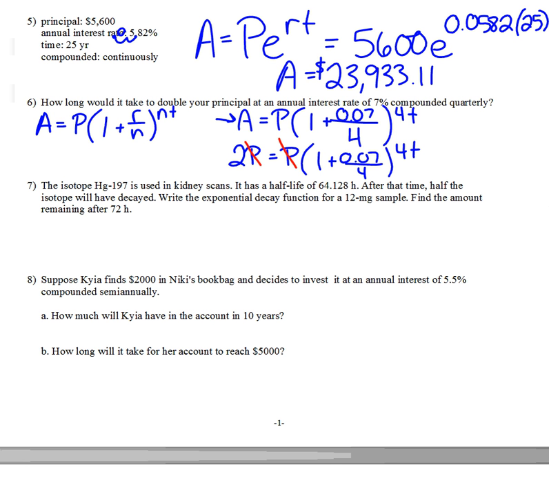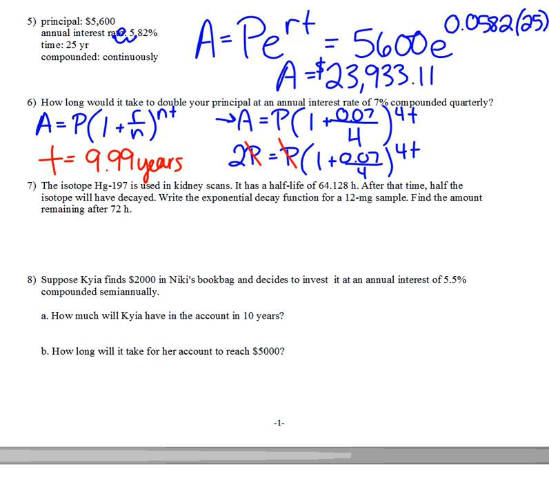So the amount of time is equal to 9.99 years. You could round that up to 10, I guess. All right, let's jump to number 7.